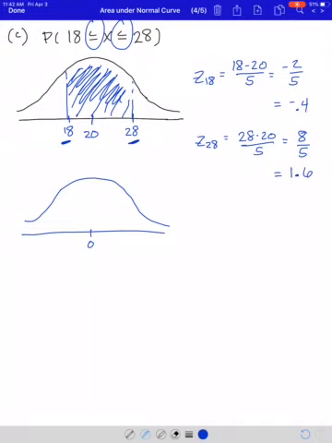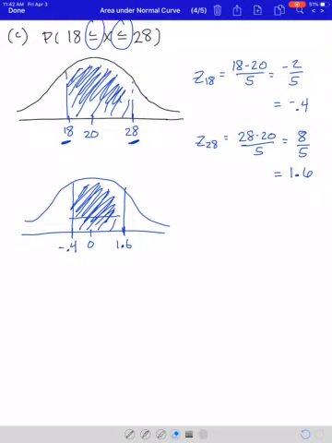Okay, so on my standard normal curve, here's a z-score of negative 0.4, and here's a z-score of 1.6, and we want to find the area in between these two z values. Okay, so let's look up in our table. Oh, and how are we going to find this area? Well, I could find the area to the left of 1.6, that would be this here. But then I want to get rid of this stuff here. So what I need to do is subtract the area to the left of negative 0.4.